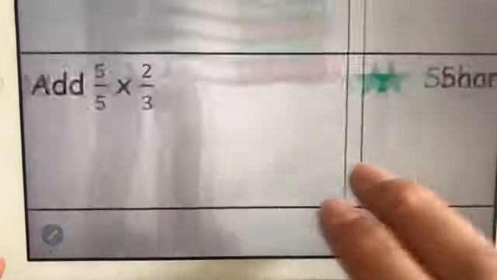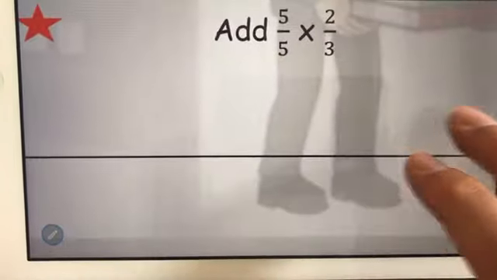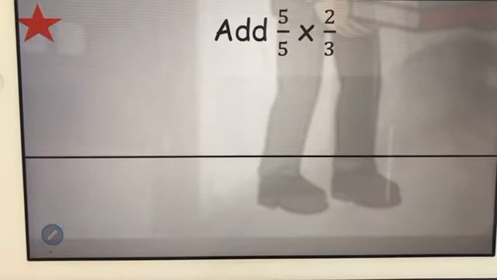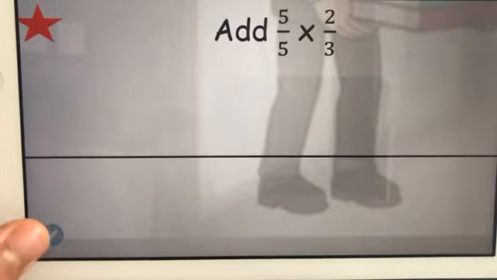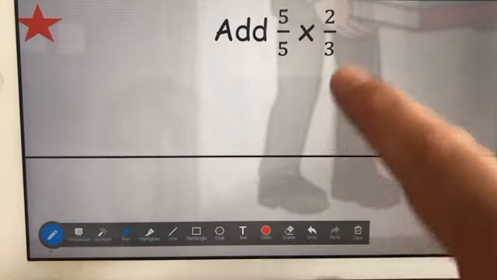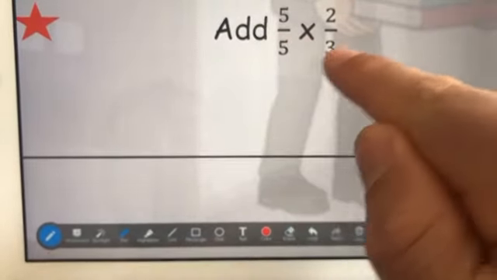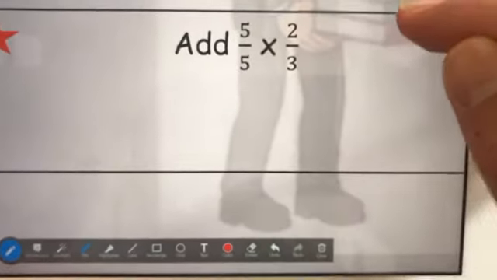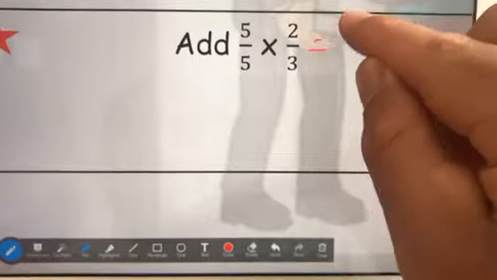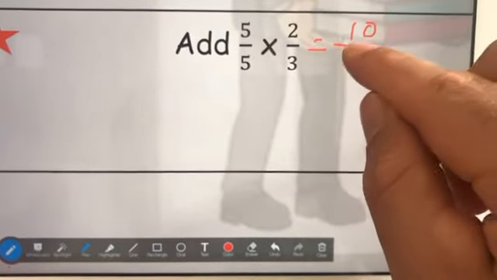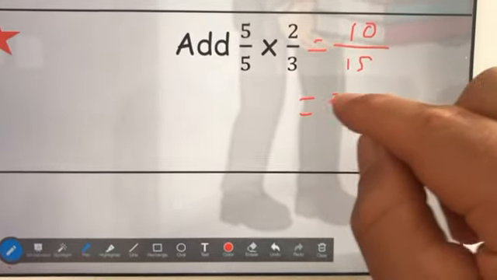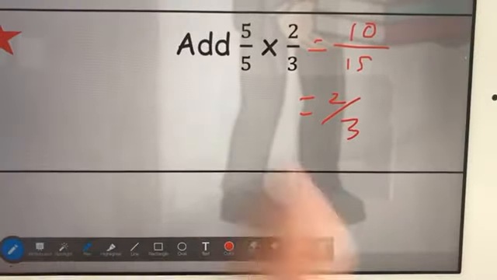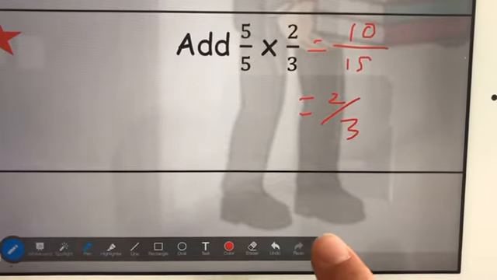Next one. 5/5 times 2/3. I don't know why I've written 5/5, it's the same as a whole, but whatever. You just times the top times the top and the bottom times the bottom. 5 times 2 gives me 10. 5 times 3 is 15. That simplifies back to 2/3. 2/3 for that one, for 1 point.